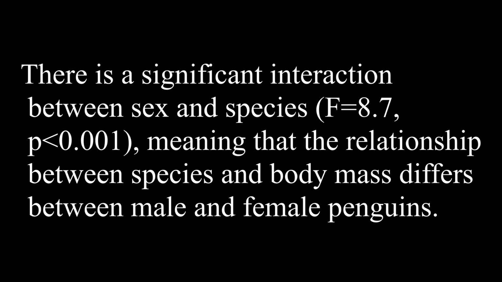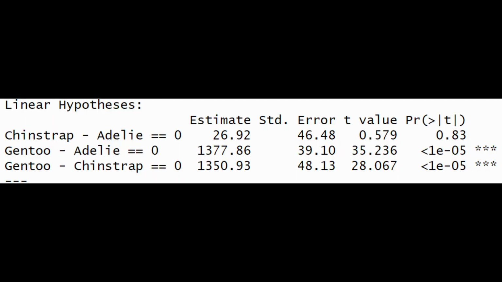And we can also state that there is a significant interaction between sex and species, F equals 8.7, p less than 0.001, meaning that the relationship between species and body mass differs between male and female penguins. Now we can look at our contrast, the linear hypotheses here from the Tukey's test, to try to tease out a little bit more about what's actually happening.